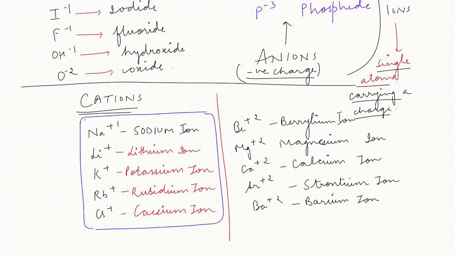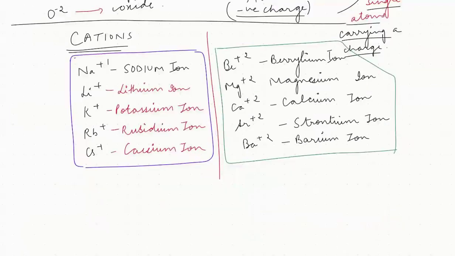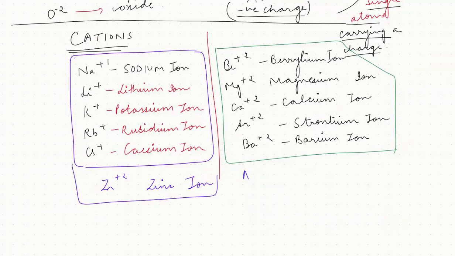Are you understanding? This would be beryllium ion. This would be magnesium ion. This would be strontium ion. This would be barium ion. Write these down. Zinc was always +2. So you always remember that these would be the constant charges that these atoms would carry. This would be zinc ion. So these are the charges which are constant. Ag will become Ag plus, so you will say silver ion.